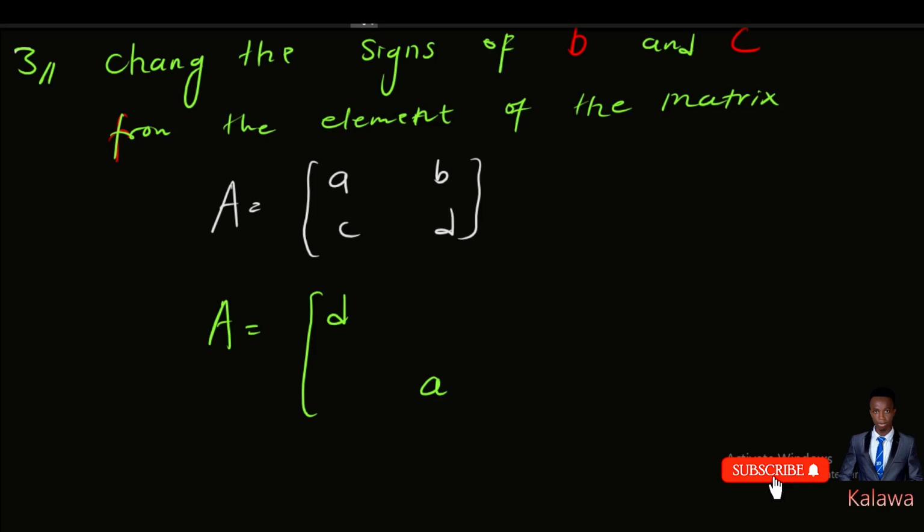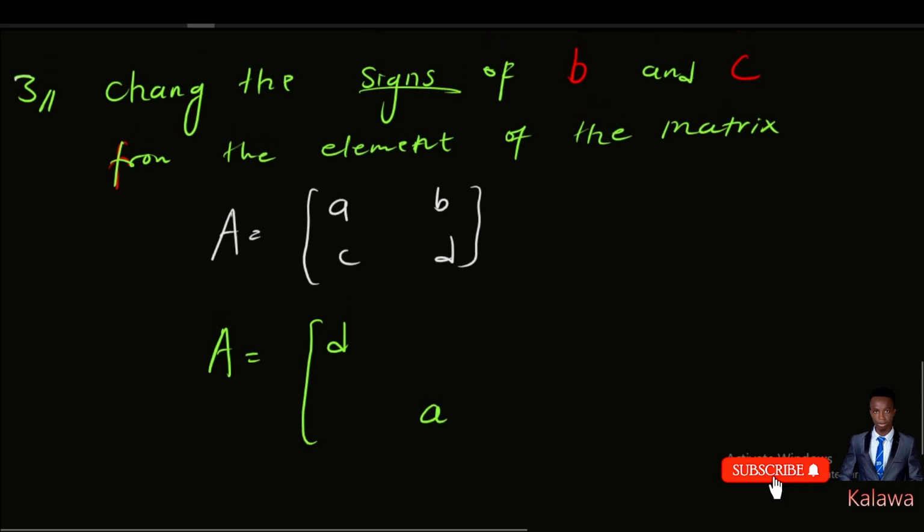Now this third step is saying that we should change the sign of B and C. Meaning if it is positive, we change the sign and it becomes negative. So this is going to be negative and this is going to be negative. So this is written as minus B, minus C. So this is the third step.